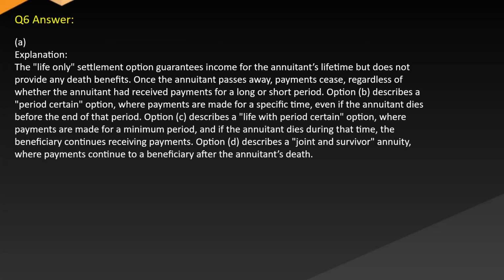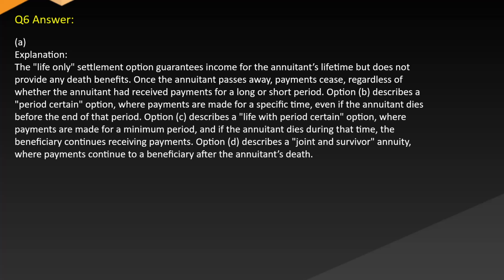Answer A. Explanation. The life-only settlement option guarantees income for the annuitant's lifetime but does not provide any death benefits. Once the annuitant passes away, payments cease, regardless of whether the annuitant had received payments for a long or short period. Option B describes a period certain option, where payments are made for a specific time even if the annuitant dies before the end of that period.